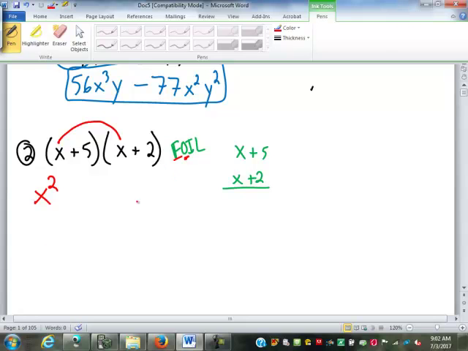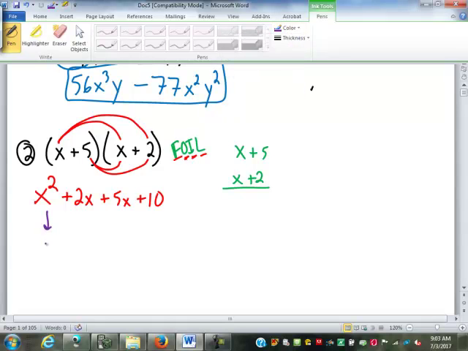O stood for outside. So the outside digits, x times 2, 2x. There we go. Positive 2x. I stands for inside. So 5 times x is positive 5x. And L stands for last. 5 times 2? Positive 10.